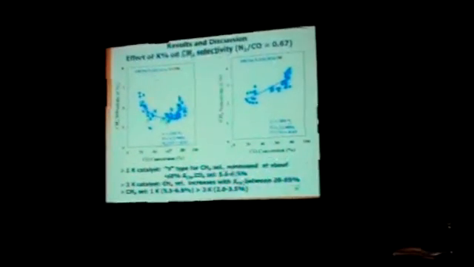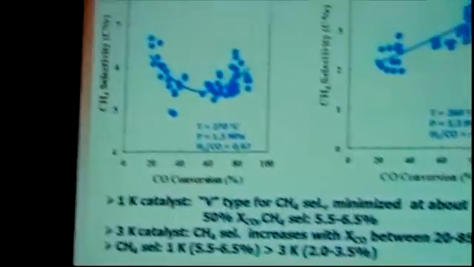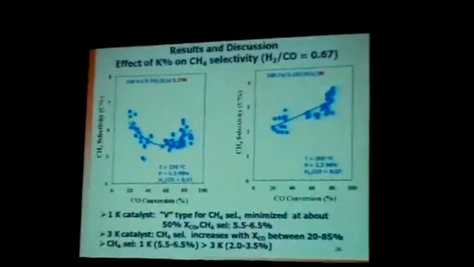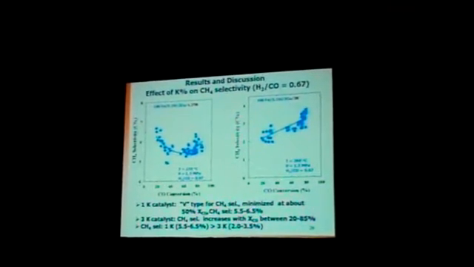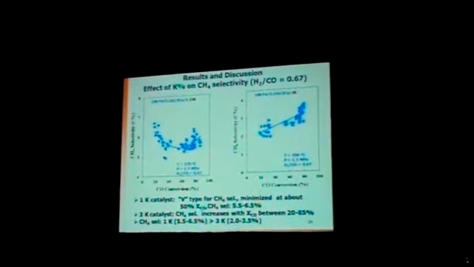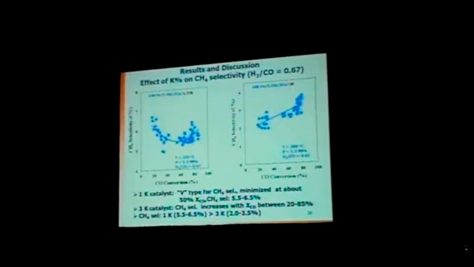So that's that picture, and the potassium loading significantly decreased the amount in the catalyst. The 1K is a V type, and for the 3K it is increased.